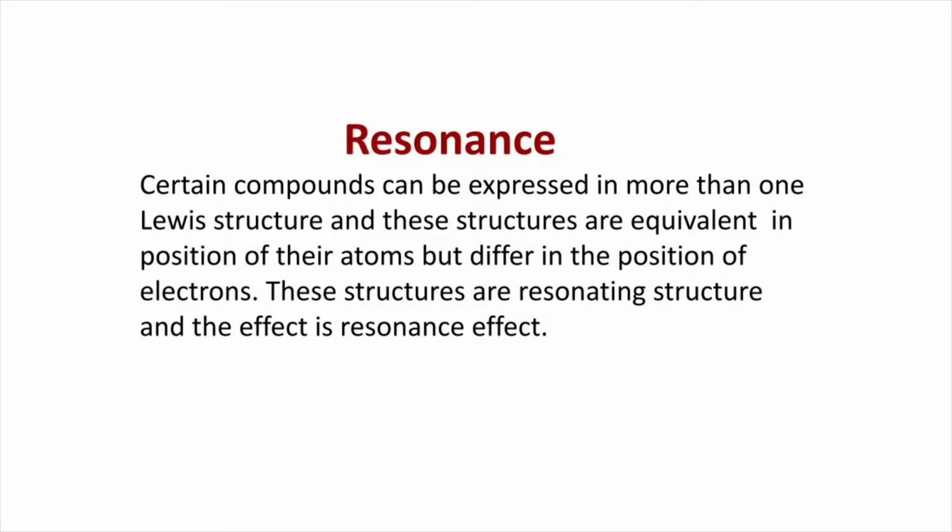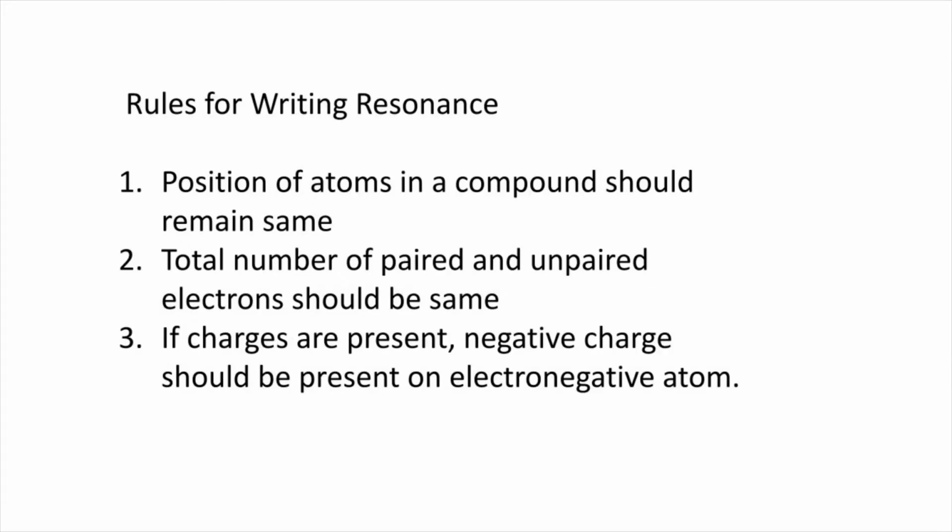Certain compounds can be expressed in more than one Lewis structure, and these structures are equivalent in position of their atoms but differ in the position of electrons. These structures are called resonating structures and the effect is called resonance effect. For writing resonance, we need to follow certain rules.